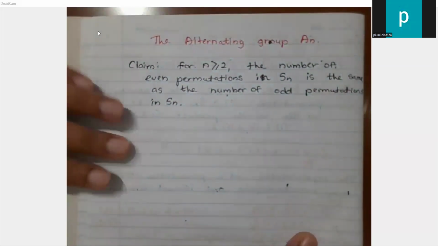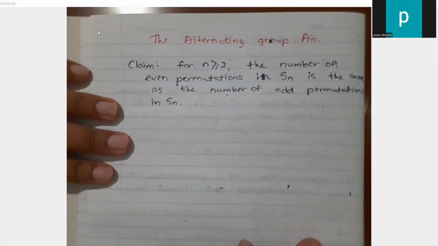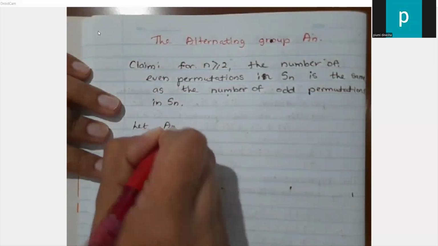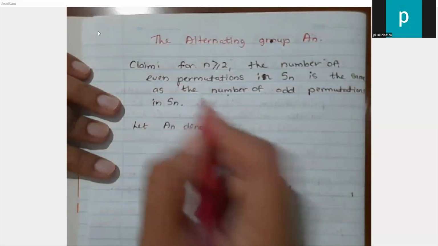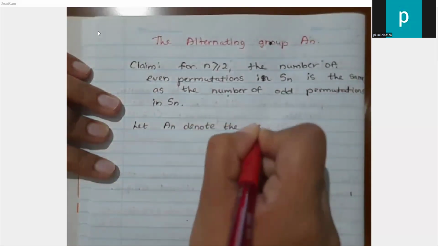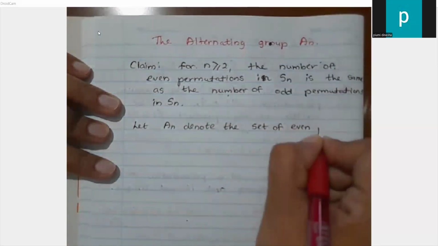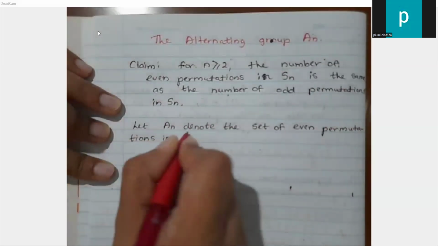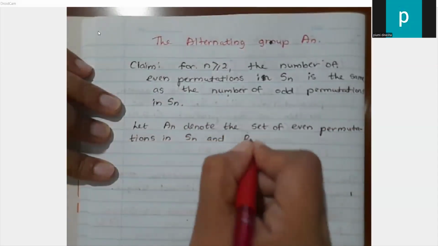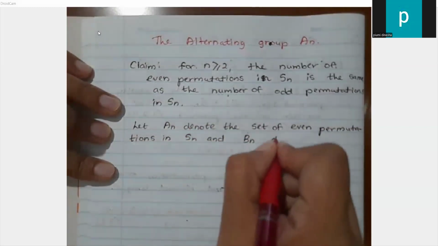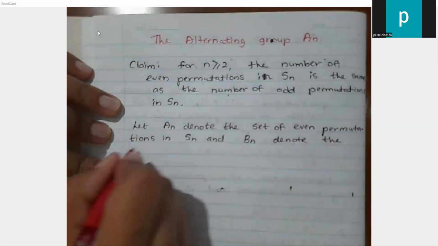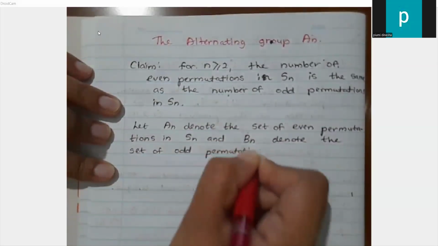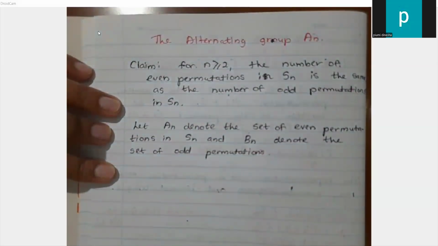Right. We will prove this claim. Before that, let's denote by An the set of even permutations in Sn, and by Bn we denote the set of odd permutations.